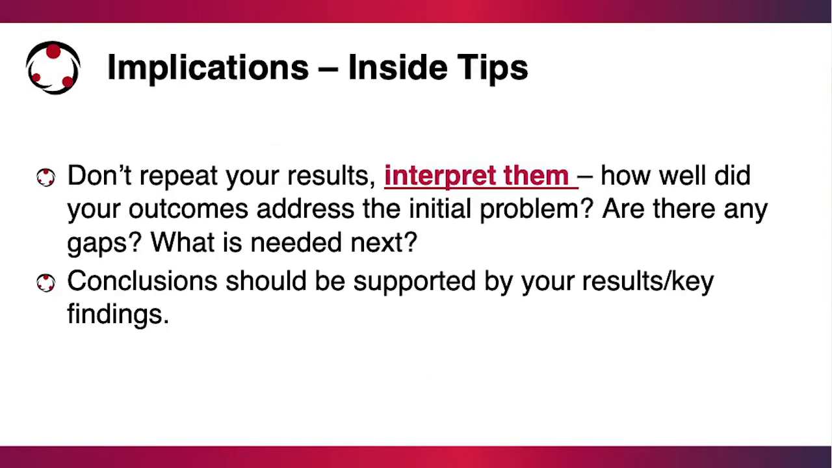The biggest tip for this section is to not repeat your findings, rather interpret them. Answer questions like, how well did your outcomes address the initial problem? Are there gaps? What is needed next? Don't be afraid to discuss any limitations to your advocacy efforts. The conclusions you discuss in this section should be supported by the results and key findings sections. There shouldn't be any surprises or new information that wasn't mentioned previously.